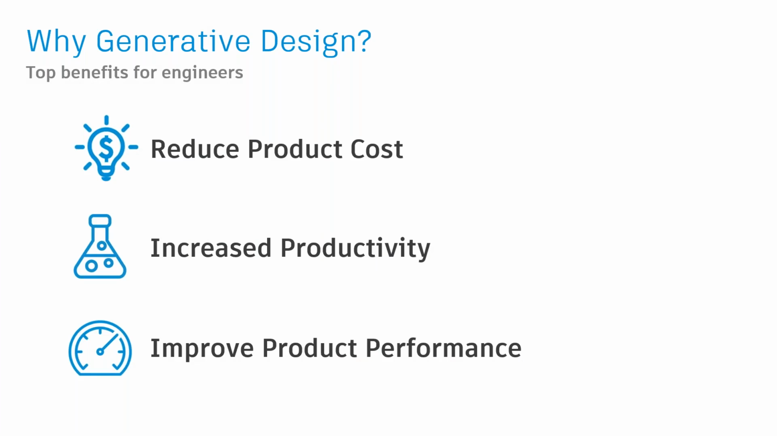So again, just to quickly close out, why generative is so important and increasingly important to the engineering world is that people have always thought about generative as a way to create models for additive manufacturing and improve product performance. And while that's certainly true, it's not the only way that you can apply generative. And for the mass market, it's going to be these first two that are the most important, and that's reducing product cost and increasing productivity.